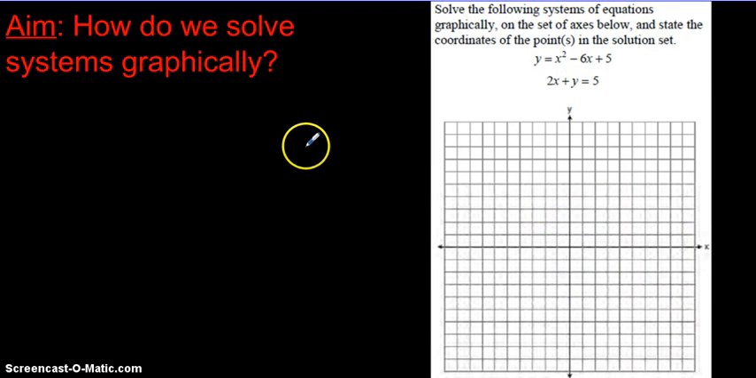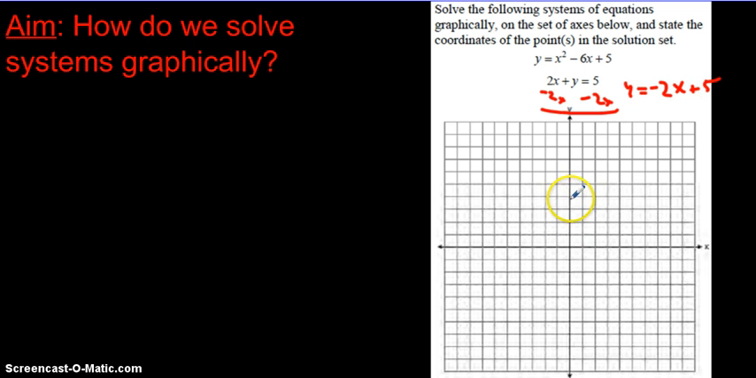Okay, so this is a system of a quadratic and a linear. They both need to be solved for y, so just move this along quickly. Subtract 2x from both sides. You might need to write the quadratic in standard form as well. That will give us y is equal to negative 2x plus 5.